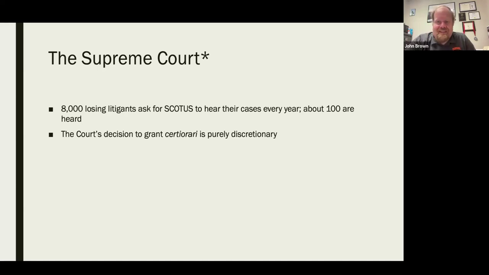Only about 1% of cases that get appealed to the Supreme Court actually get heard, and for the other 99% of cases, the lower court decision stands.